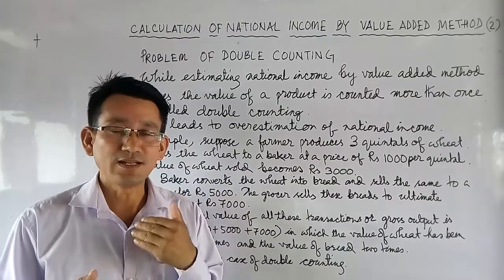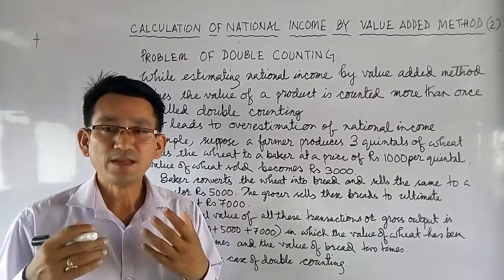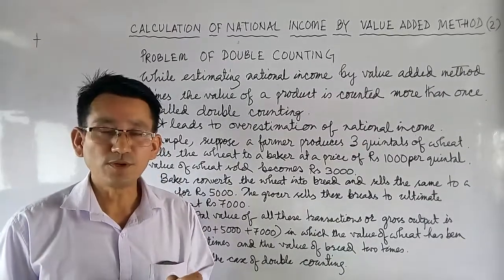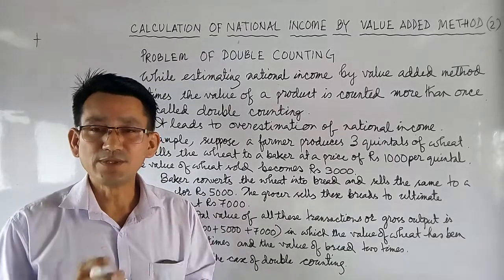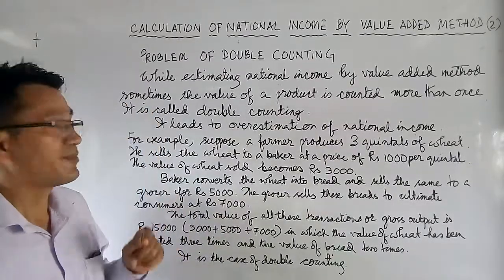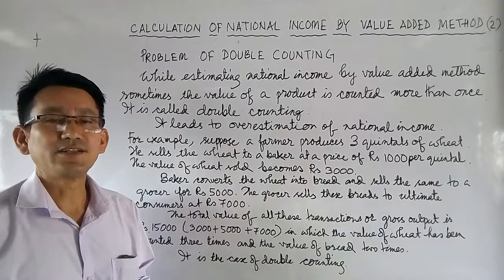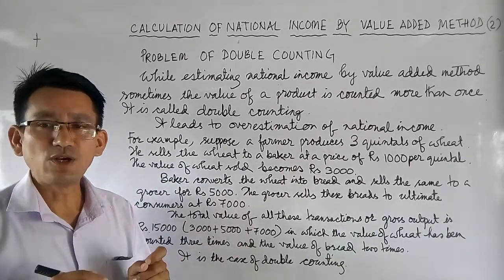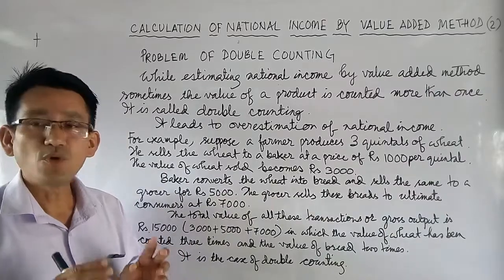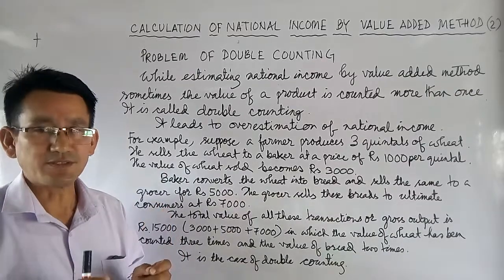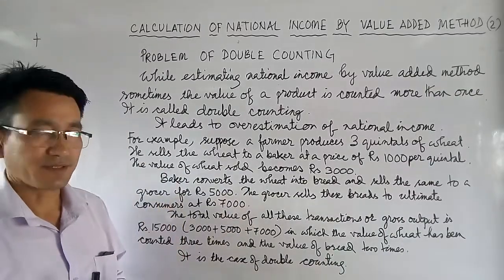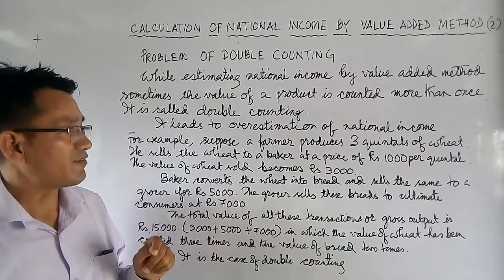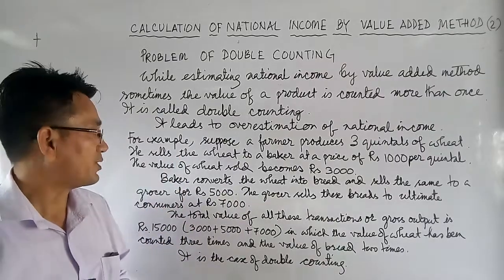Okay, today let us discuss the problem of double counting. First of all, we will see what double counting is. While estimating national income by the value-added method, sometimes the value of a product is counted more than once. This is called double counting. It leads to overestimation of national income, so it should not be done.